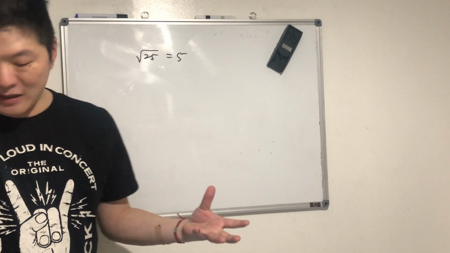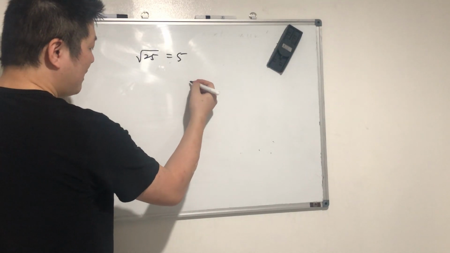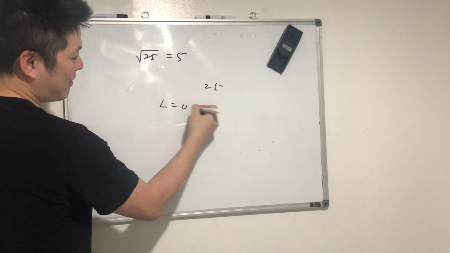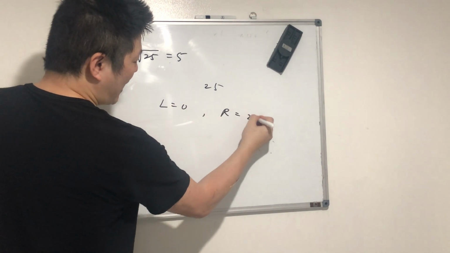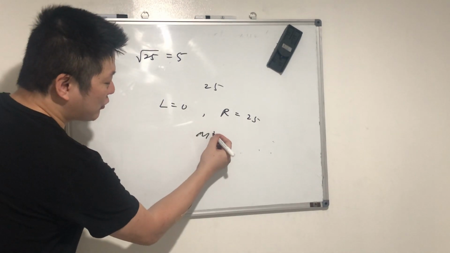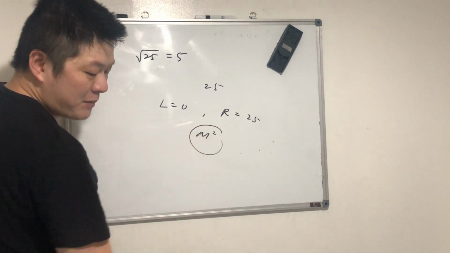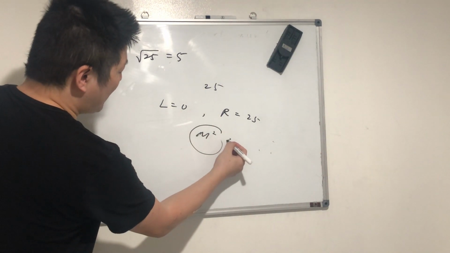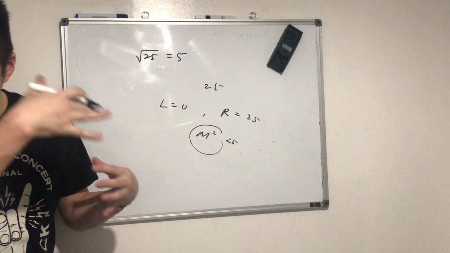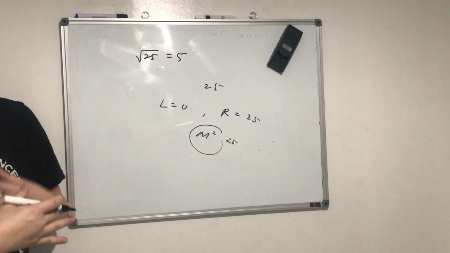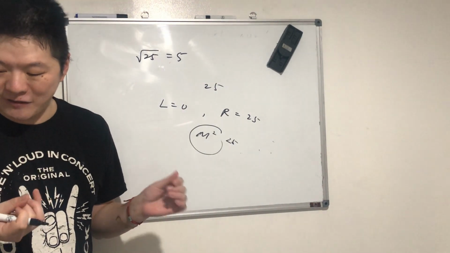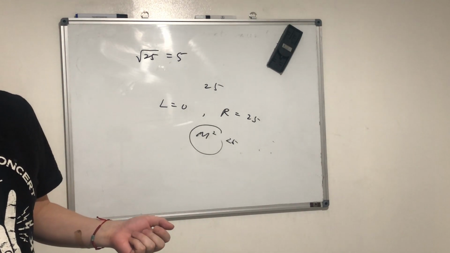Do you still remember? For example, like 25, we choose the left equals 0 and right equals 25. And then we calculate the middle, and we compare the mid square to 25, and then depending on which side it is, we continue searching in the half space, until we have a reasonably close solution, right? Do you get it?